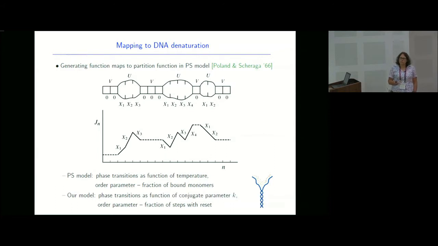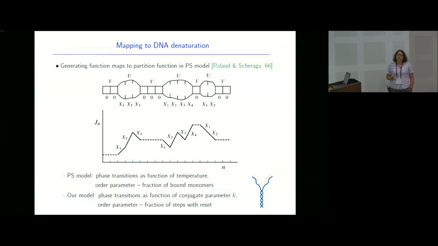And in the Poland-Scheraga model, what we do is the following. So we say, I have two strands which are made up of bound pairs, and each pair can either be bound, as indicated here, or it can be pulled apart, as indicated here. So I have segments made of bound base pairs and segments made of unbound base pairs. And it turns out you can map the generating function in this model to the partition function for the current. Sorry, the other way around, you can map the partition function in this model to the generating function that we're interested in for the current in our model.